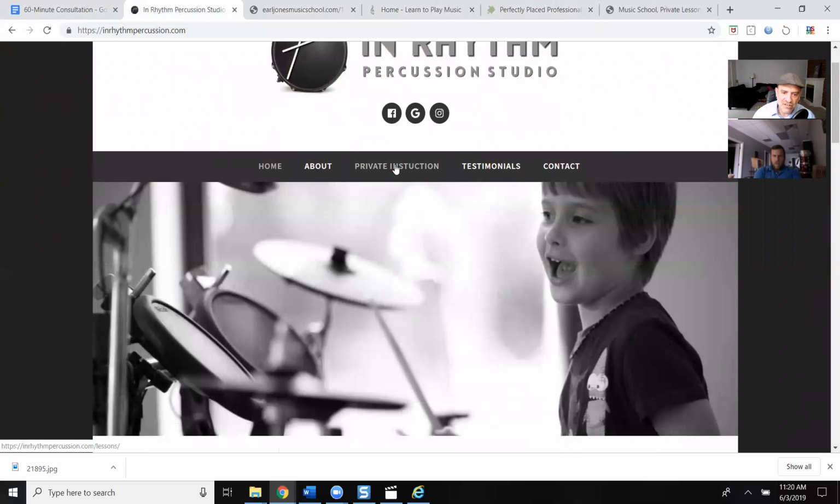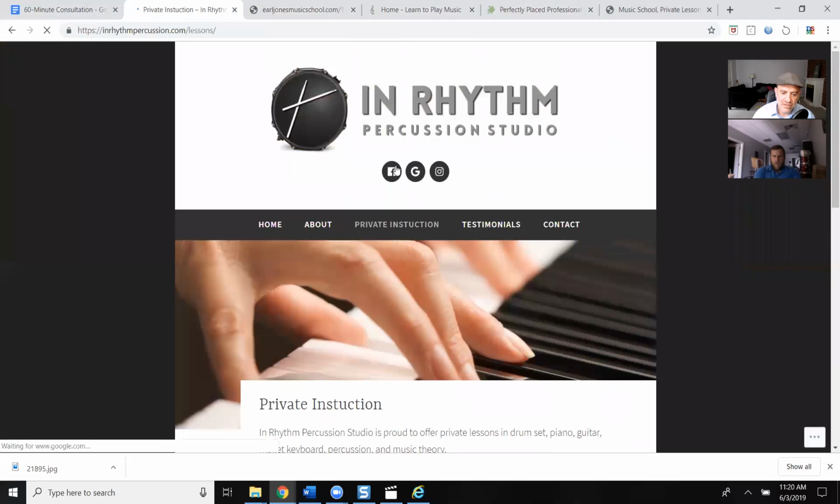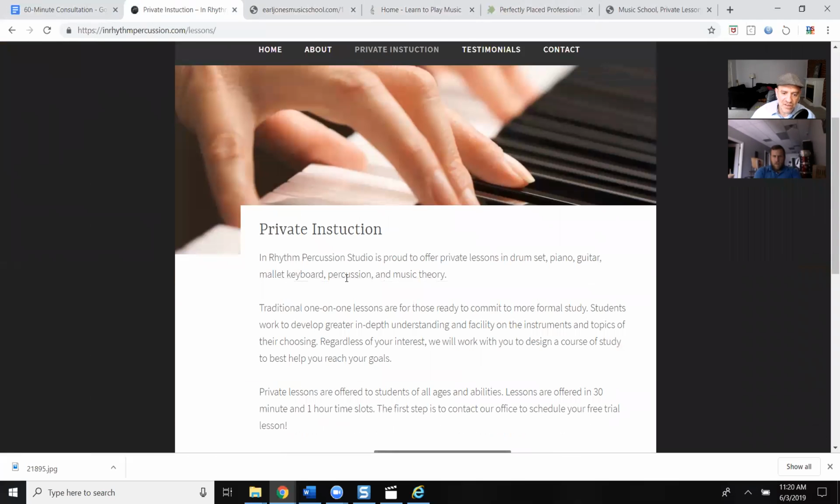Here, let's look at how you're describing it. Okay, Rhythm and Percussion Studio is proud to offer private lessons in drums. So you're saying this is what we do. Traditional one-on-one, ready to commit to more formal studies. Students work to develop greater in-depth understanding and facility with the instrument and topics. Regardless of your interest, we'll work with you to design a course of study to best reach your goals.